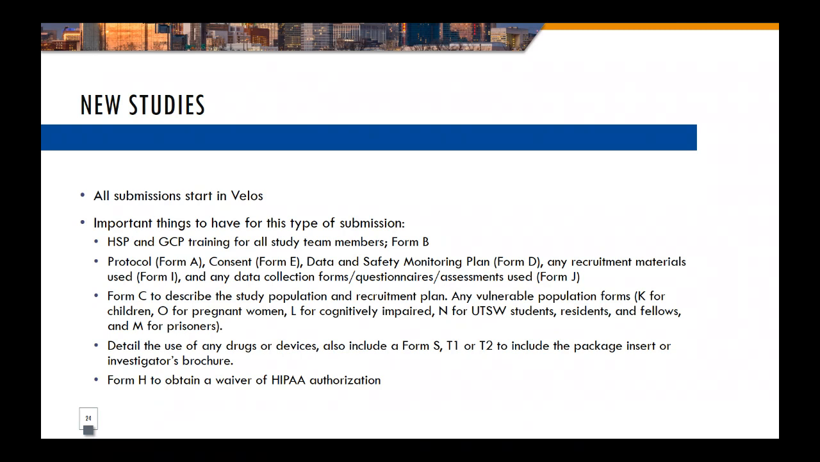If you're using a drug or device, we need to see a Form S, T1 or T2 to include the package insert or investigator's brochure. And also we need to see a Form H to understand when you're accessing medical records. Do you need a full waiver of HIPAA authorization or just a partial waiver for screening and recruitment purposes?